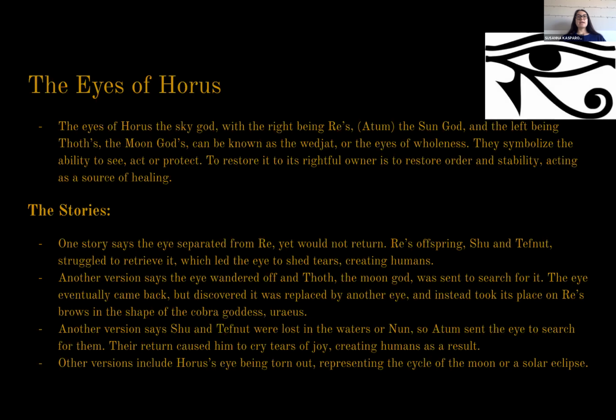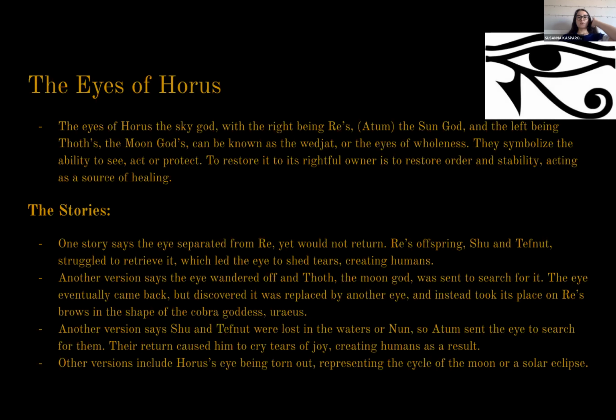And there are different names for it, like the Wedjat or the Ujat, and they're known as the eyes of wholeness. They symbolize different things. They symbolize the ability to see, act, or protect. They symbolize healing. And to restore it to its rightful owner means to restore balance, order, and stability in a society.